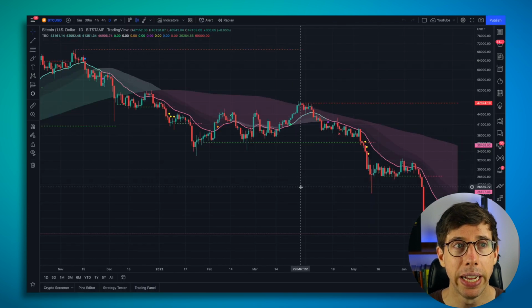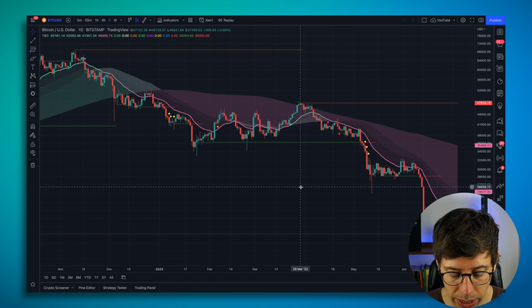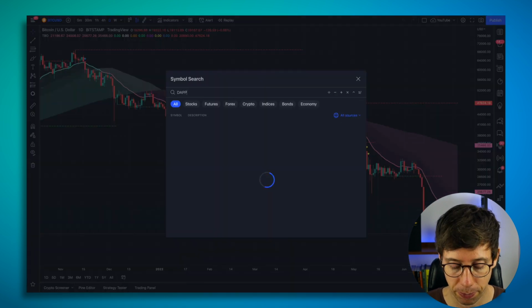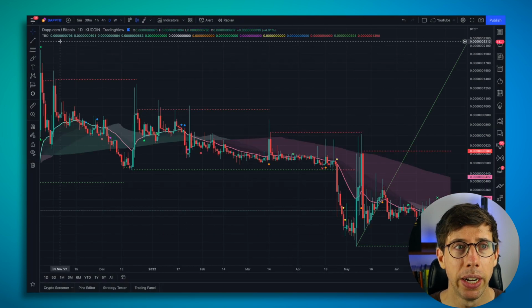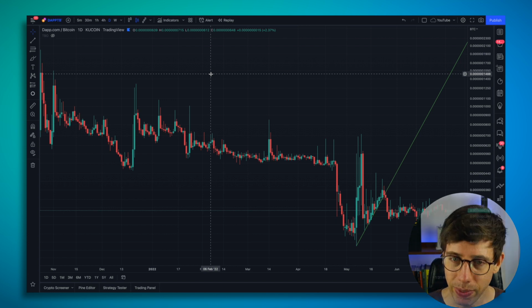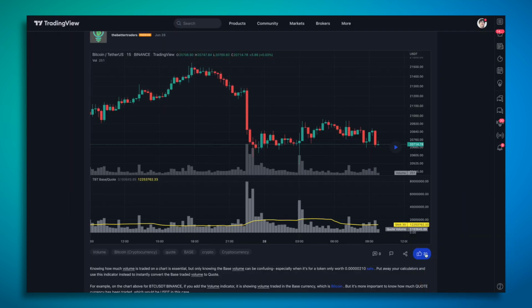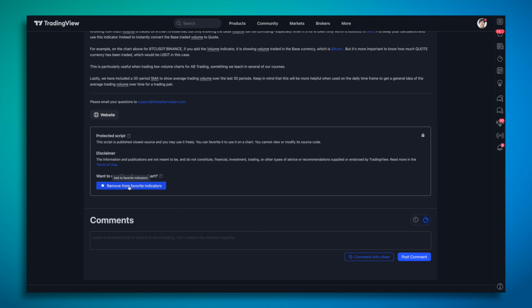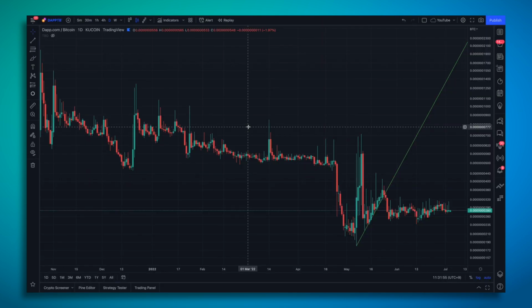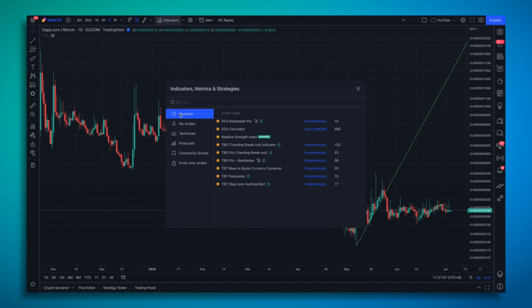So let's go ahead and check out a chart. Let me go to something like DAPT, which is only available on KuCoin. I'm going to go ahead and remove the TBO. Obviously to add this, you actually have to like it, and then you come down here and hit add to favorite indicators. Once you've done that, open up your indicators in your favorites.